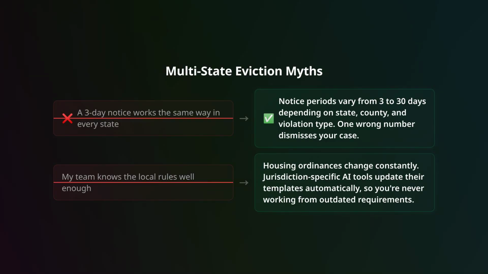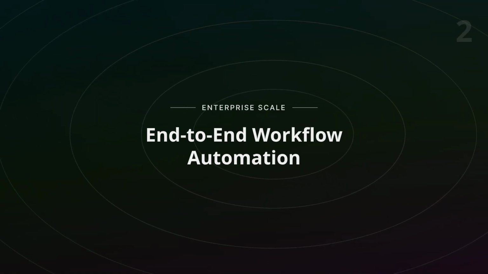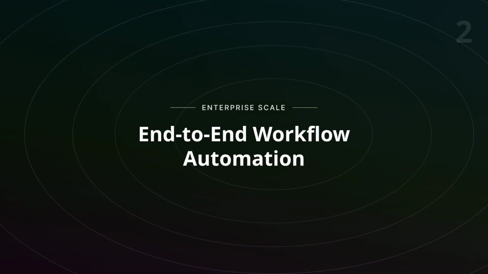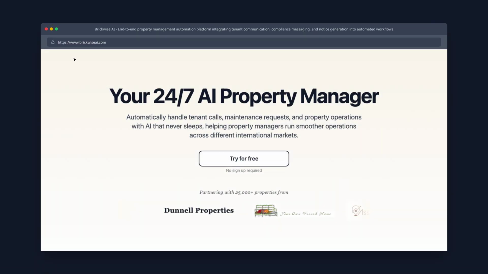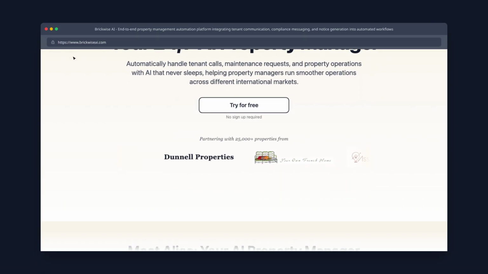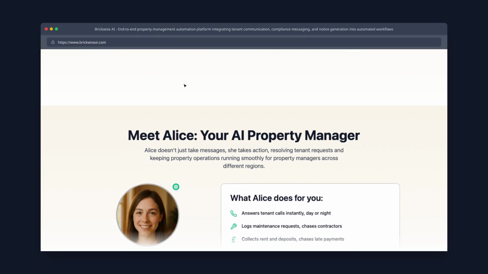Multi-state operators run into the same traps over and over. Here are 2 of the most expensive misconceptions we see from property management companies managing properties across state lines. For large portfolios, the real opportunity is embedding AI directly into your operational workflow, not just the drafting step.